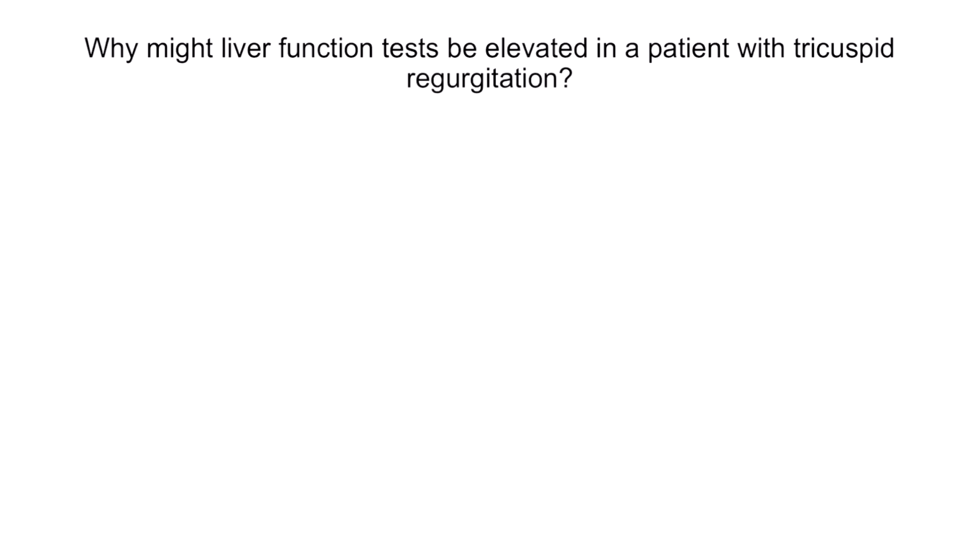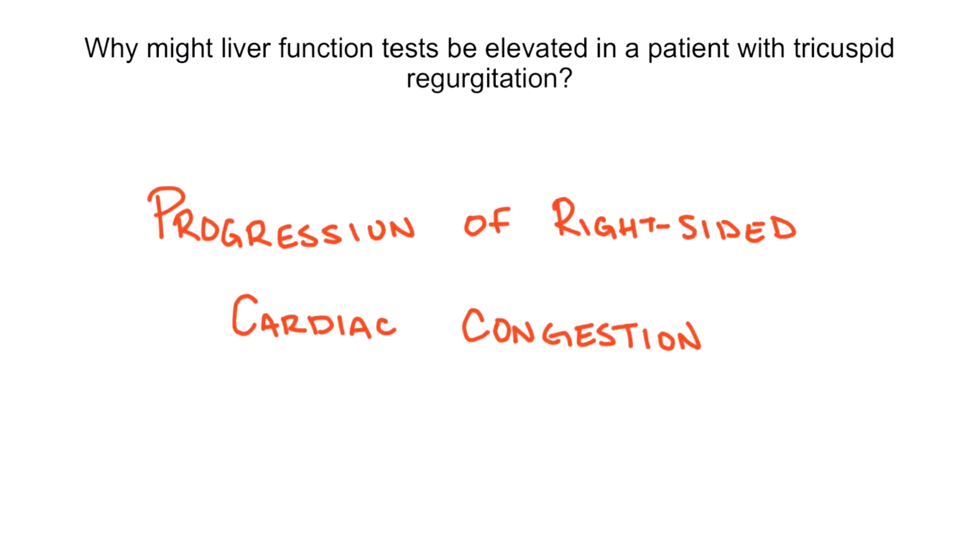So why might liver function tests be elevated in a patient with tricuspid regurgitation? While there are a handful of possible lab test derangements in this condition, in severe tricuspid regurgitation, elevated liver function tests such as AST and ALT, as well as hyperbilirubinemia, may be present due to the progression of right-sided cardiac congestion. The decrease in forward movement of blood flow from the right side of the heart to the pulmonary vasculature would lead to backflow of blood into the superior vena cava and congestion of blood flow within the liver.